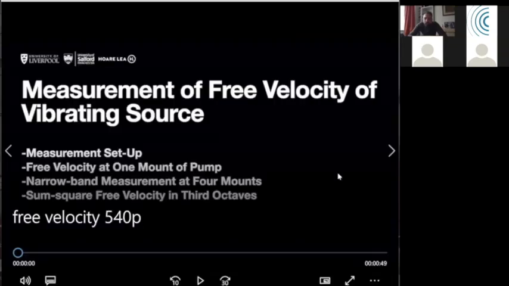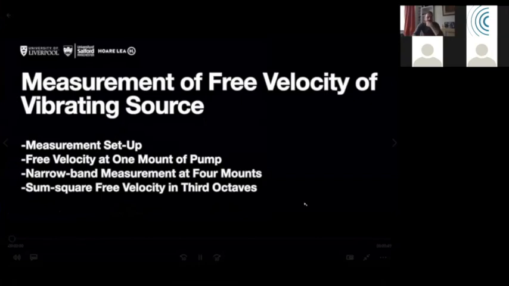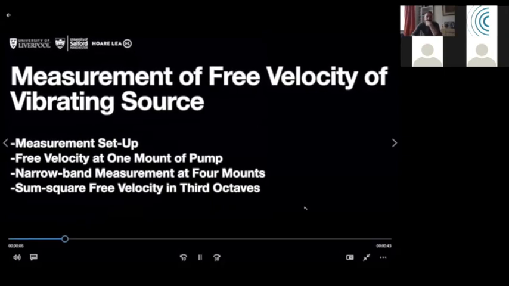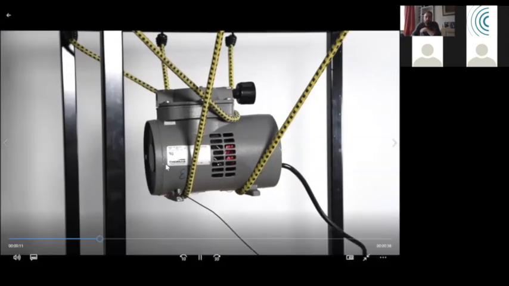I'll share this one with computer sound. So I think it's probably fairly clear, but it's quite nice to see this result of a measurement of free velocity. You can see now that the pump is hung up on bungee cords as before. There's an accelerometer on 1 foot.